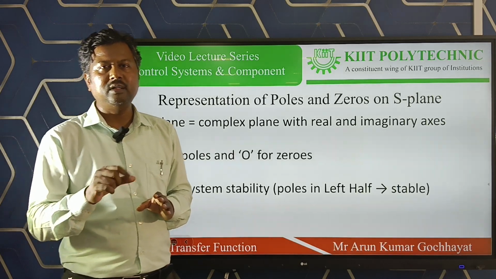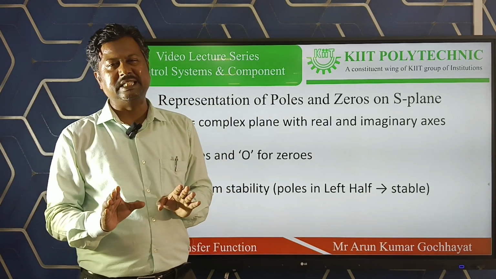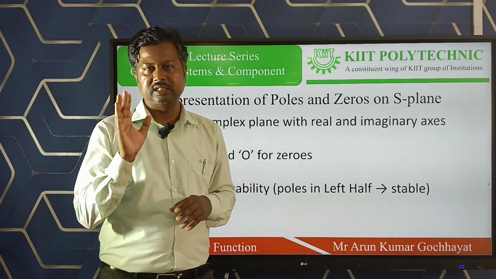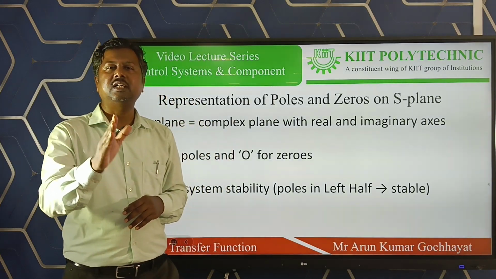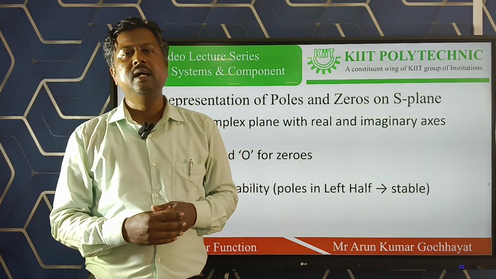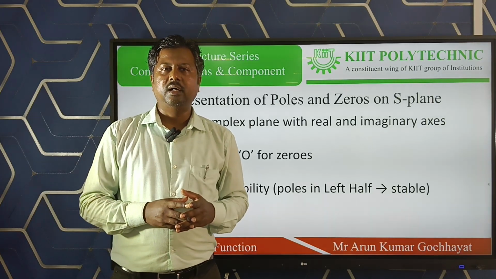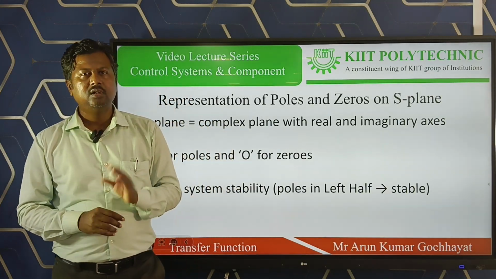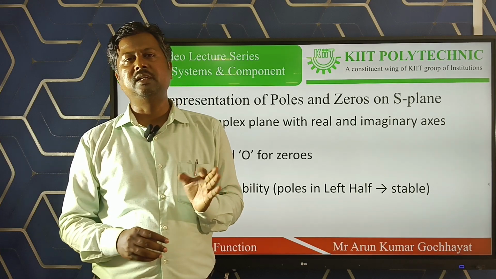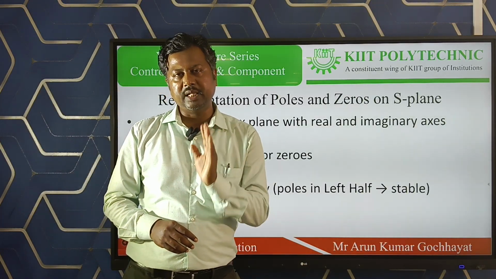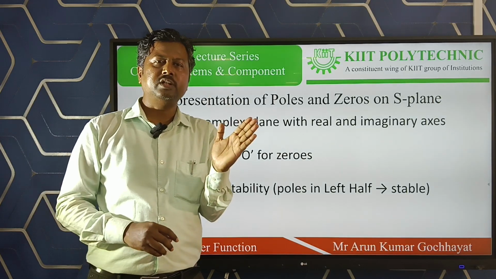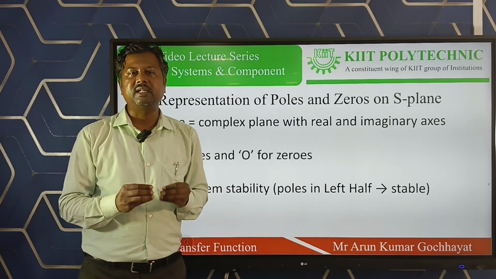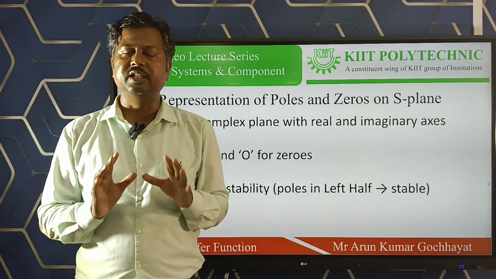Now if you look over the S plane, there are three regions. One region is situated on the left hand side of the imaginary axis. Another region is situated on the right hand side of the imaginary axis. And the in-between region is the imaginary axis itself. So there are three regions. If the roots of the transfer function, be it pole or zero, are all situated towards the left hand side of the imaginary axis, then we can conclude that the system is stable in nature.